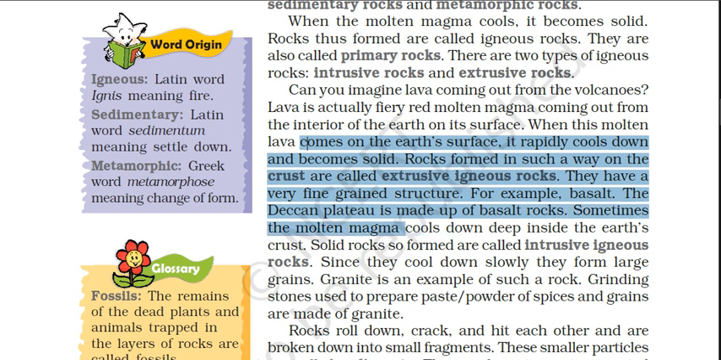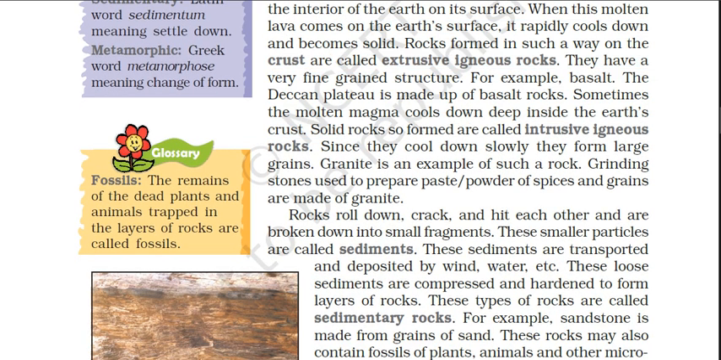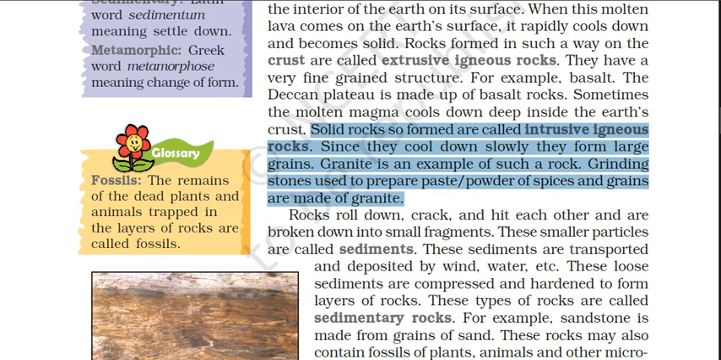Sometimes the molten magma cools down deep inside the earth's crust. Solid rocks so formed are called intrusive igneous rocks. Since they cool down slowly, they form large grains. Granite is an example of such a rock. Grinding stones used to prepare paste and powder of spices and grains are made of granite.